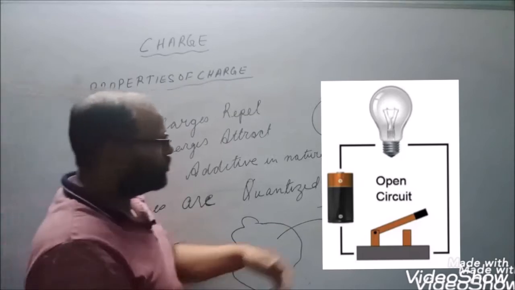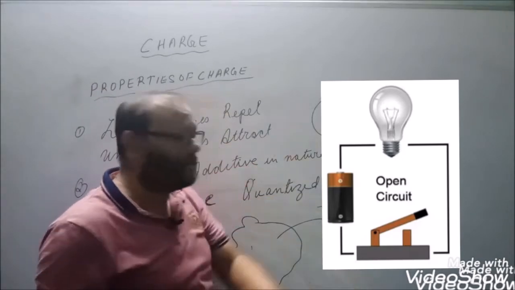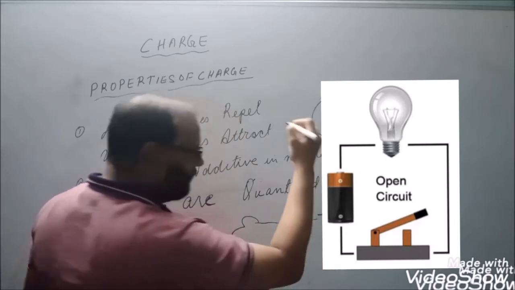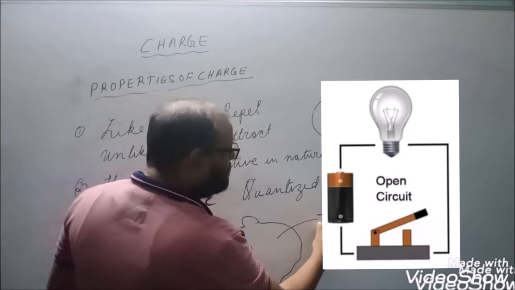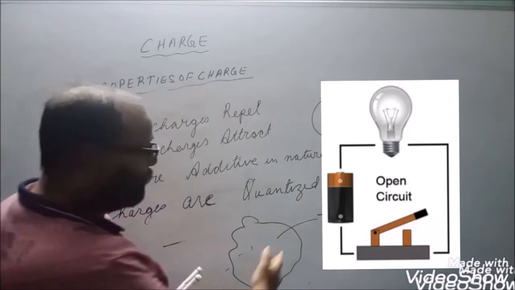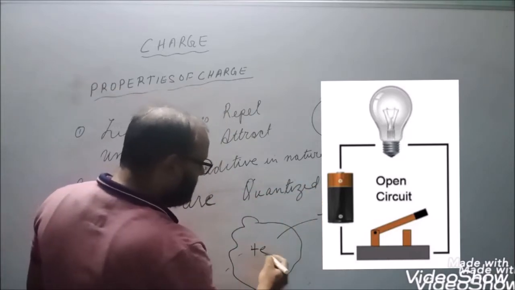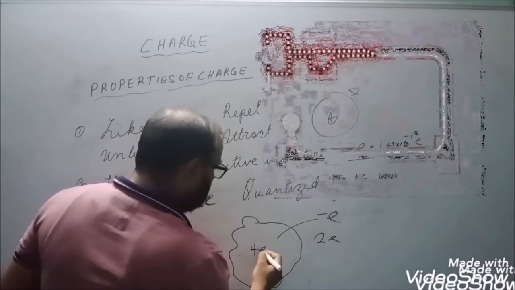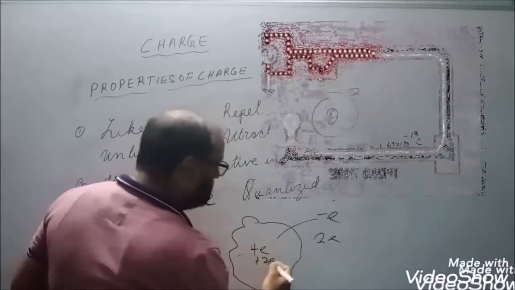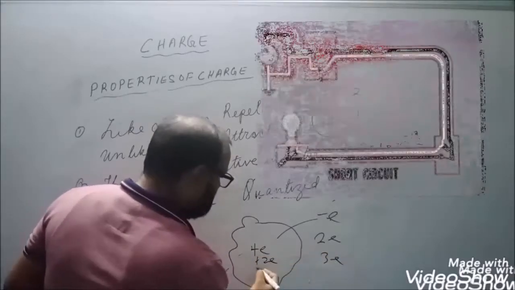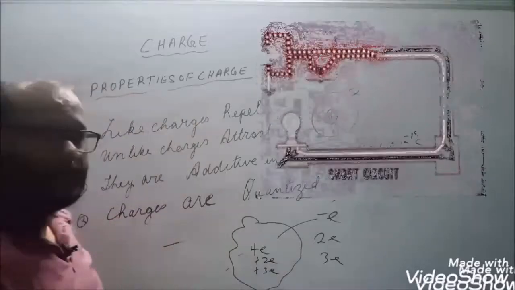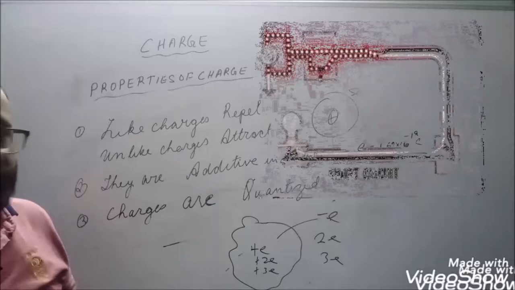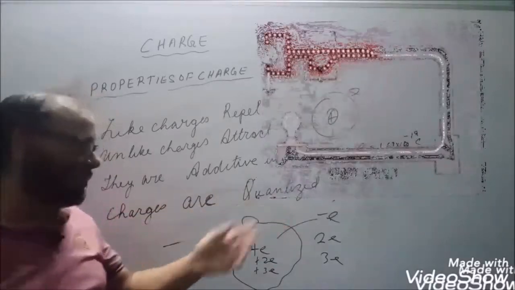Suppose I stop telling 1.69 into 10 to the power. If I say 1E, I tell it E, removal of negative E. The value is negative. E is how much? This much is the charge. If 1E has gone, how much is inside? Plus E. If there is 2E, there is plus 2E. If there is 3E, it is plus 3E, and it goes on. This can be quantized. So when we say charges are quantized, we can quantize.